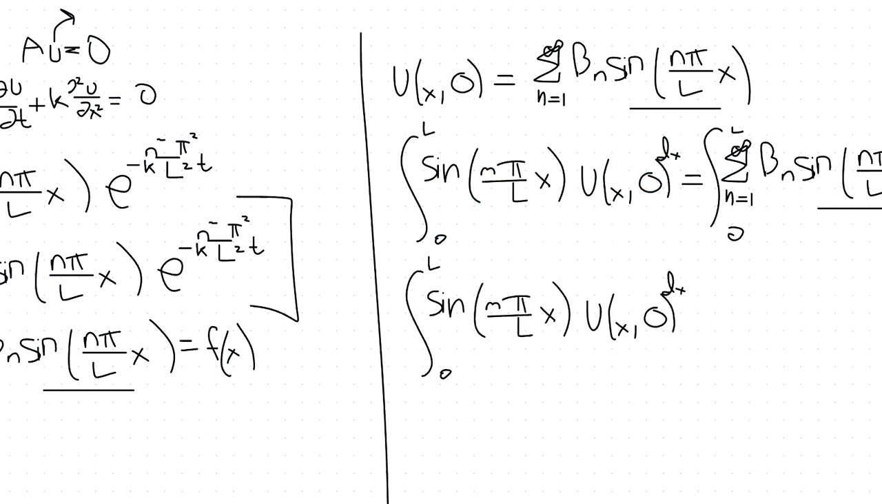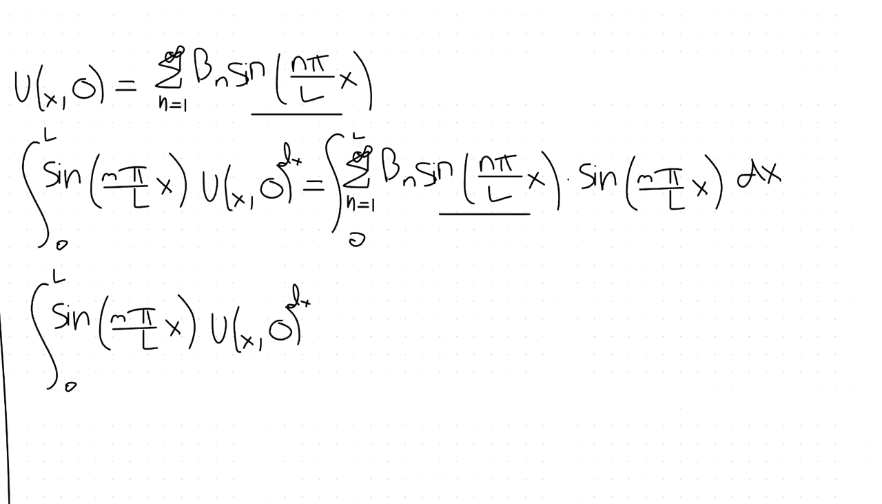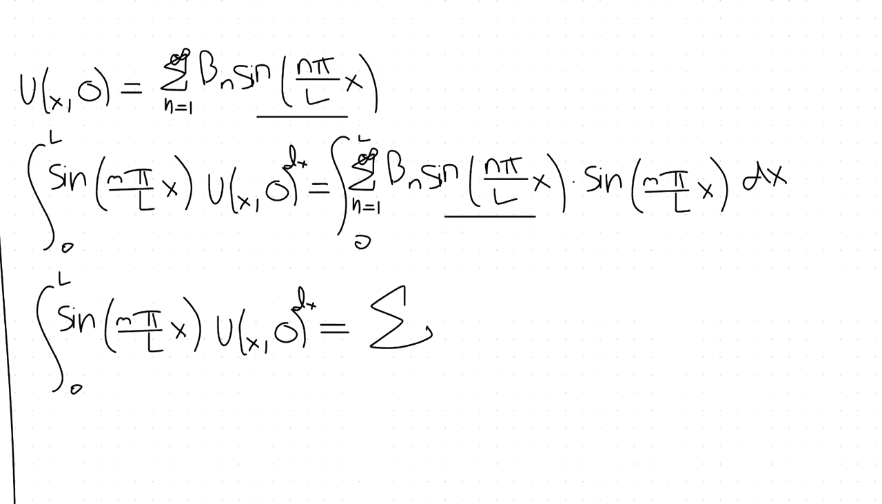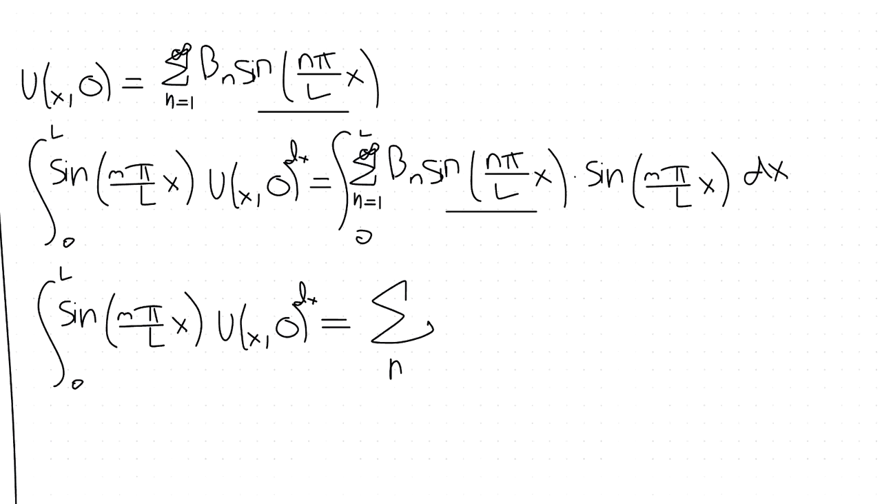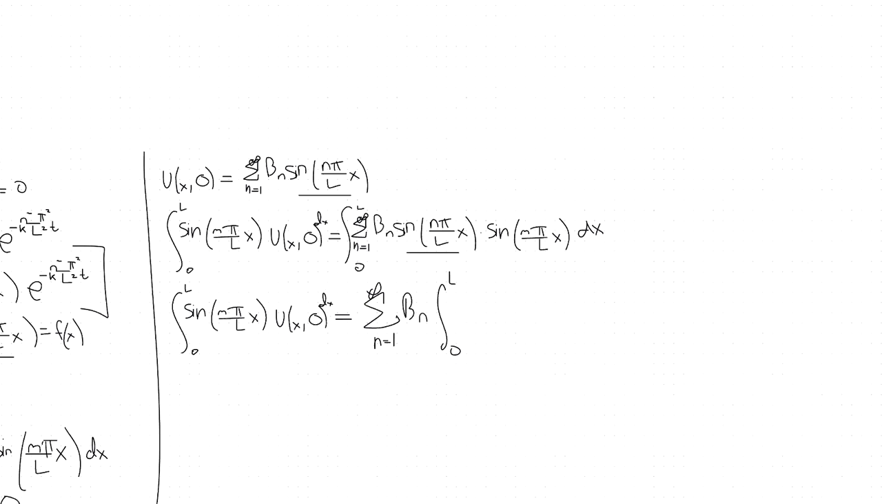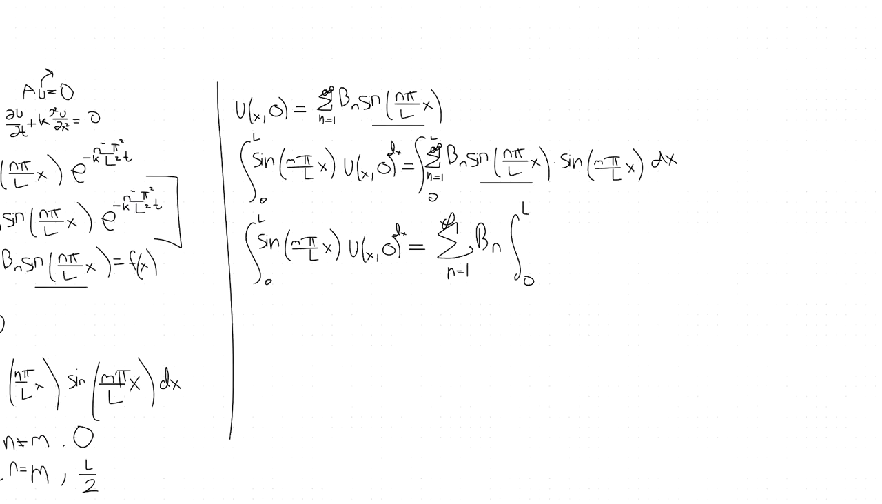But this side we can rearrange, because these aren't dependent on x, we can take the sum out and the b sub n out. And so we're left with the integral from 0 to L of sine of n pi over L x times sine of m pi over L x.